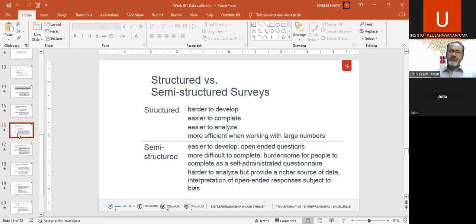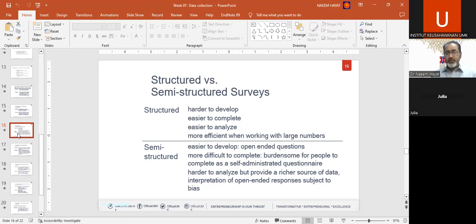Structured or semi-structured survey. When we are developing a structured survey, development is very challenging. We need to go into detail on the concept, then the concept definition, then the scale of the concept. Sometimes we just need to adopt it, or sometimes we need to alter or tailor it according to our needs. So it requires effort in development.